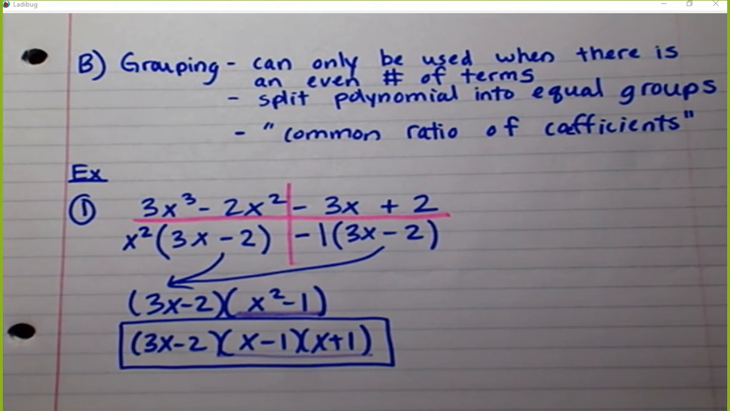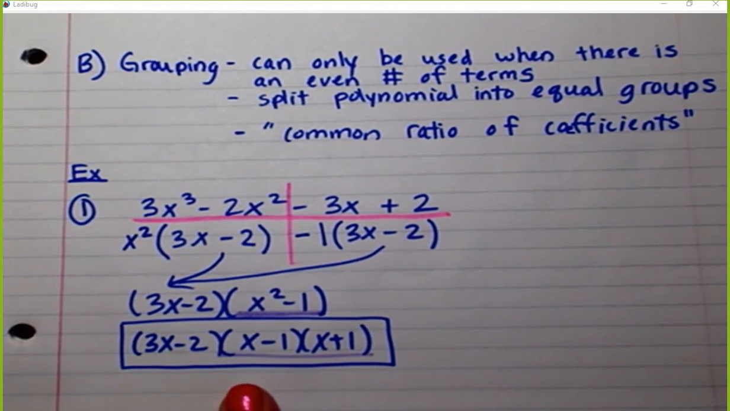So how do I know that I'm finished factoring? Because each of these things is linear, right? The powers are all 1. There's nothing left to do.